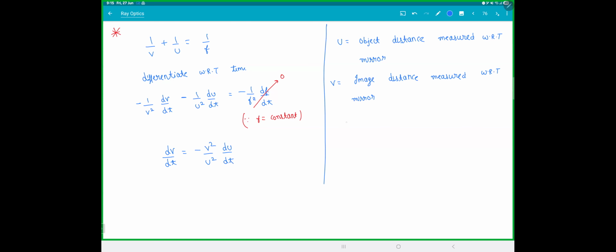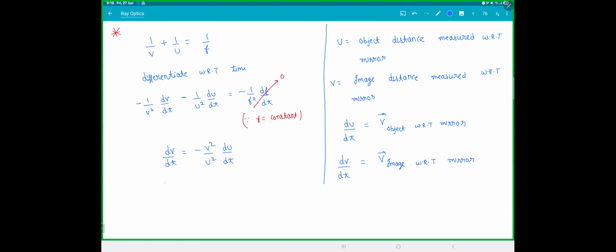That means if you differentiate du by dt, you won't get velocity of the object in the ground frame. You'll get velocity of the object with respect to the mirror. Are you getting this? So du by dt and dv by dt are relative velocities. They are not the actual velocities in the ground frame. In our problem, the mirror is not moving, so you're safe. If the mirror moves, you will have an issue. You have to take relative velocities. So u and v are measured with respect to the pole. So these are the velocities with respect to the pole.